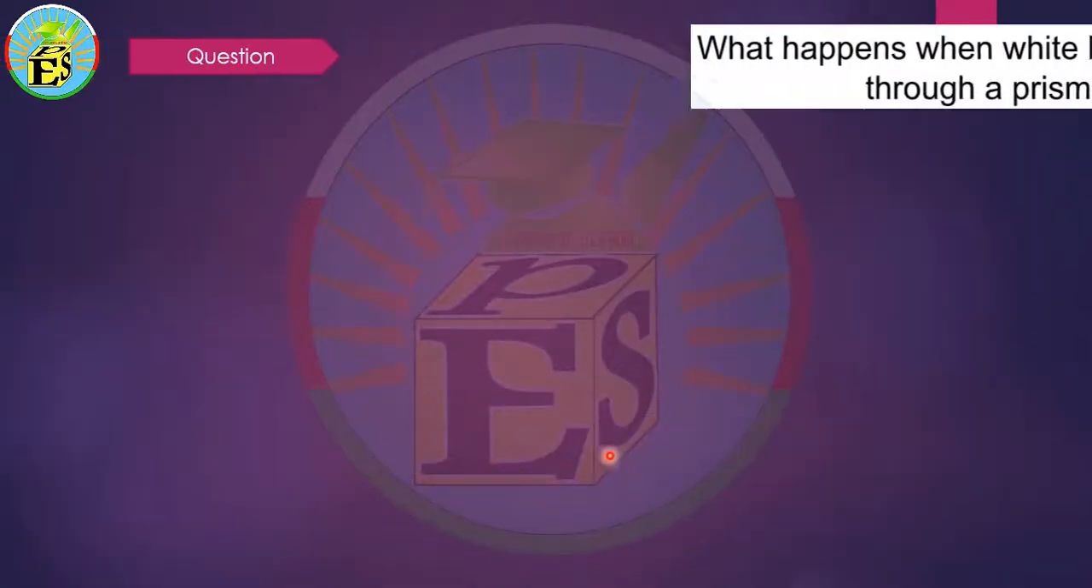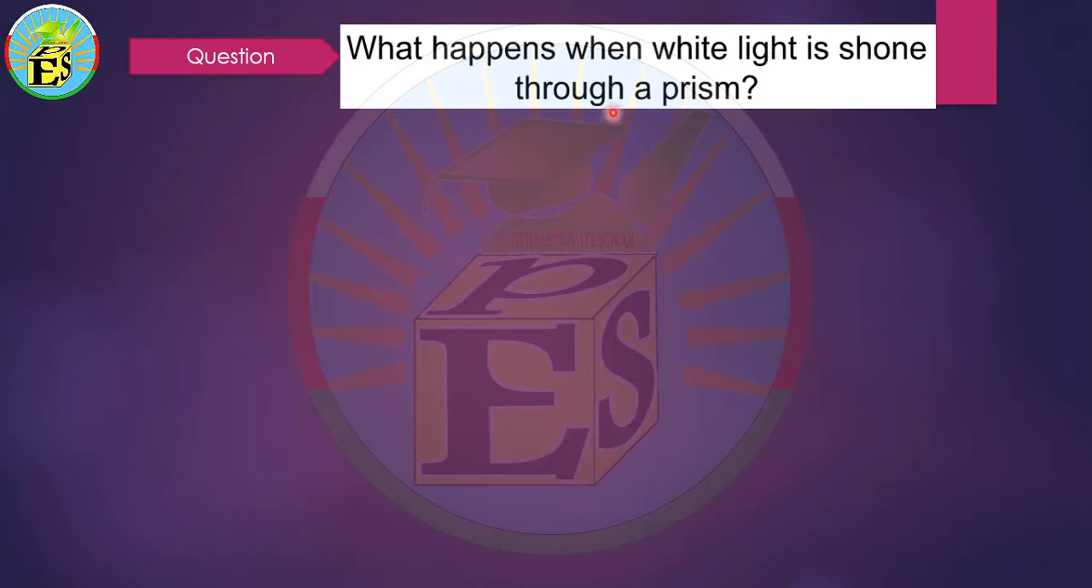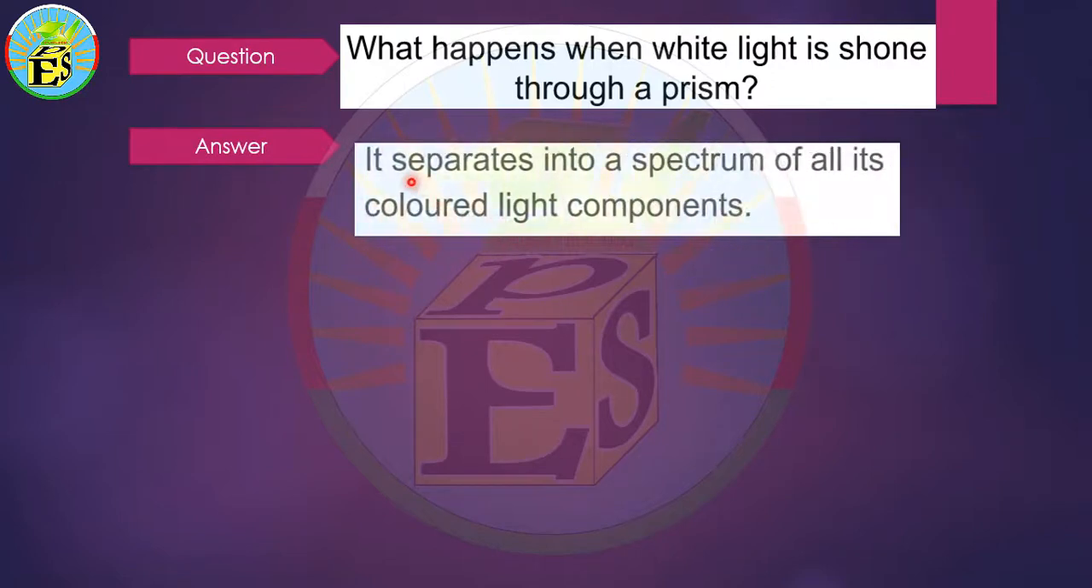Next question: what happens when white light is shone through a prism? Yes, it will have dispersion. It separates into a spectrum of all its colored light components, and this phenomenon we call dispersion.